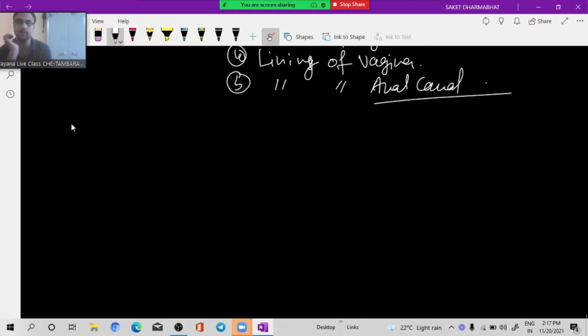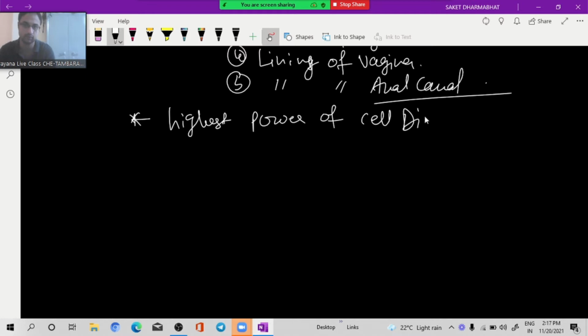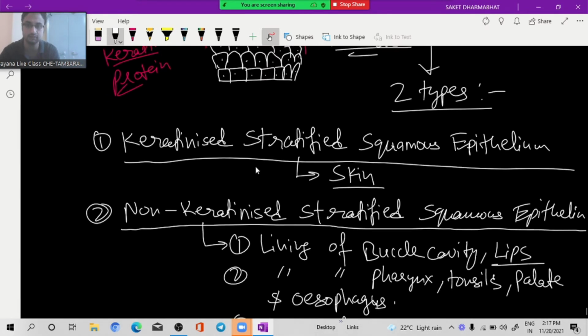See, in the skin, epidermis is there, below that dermis is there. Epidermis and dermis, two layers are there. So epidermis is only made up of 5 to 7 layers. So those layers are formed by division. If the question is asked, which epithelium has the highest division index, highest power of cell division, which tissue in our body has the highest power of cell division? What will be your answer?